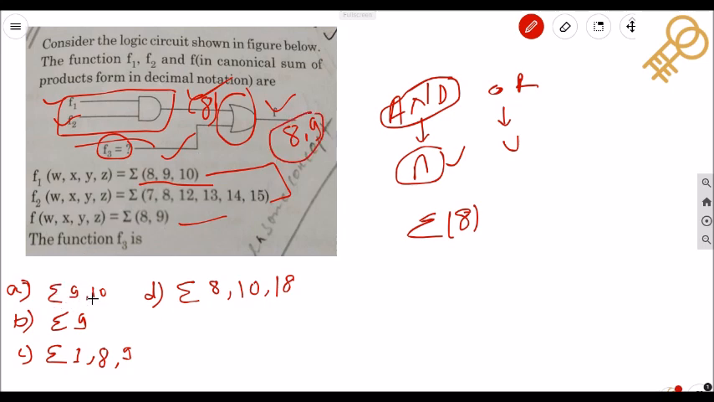Now you see the first option is 8 9, sorry, 9 10. When you take 9 10 here and union this, you will get 8 9 and 10, but this is not our final answer, so this cannot be an option. Now moving towards the B option, that is 9.